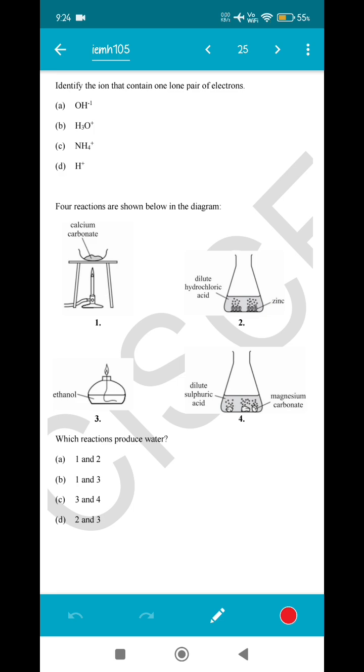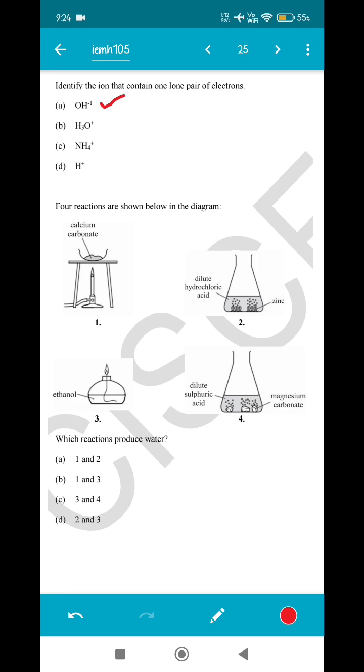Now if you observe the structures closely, this is a question from chapter number 2, you will observe that a lone pair of electrons is present only in the hydroxyl ion. In all the other examples, there is no lone pair of electrons. So OH minus is going to be our correct answer.